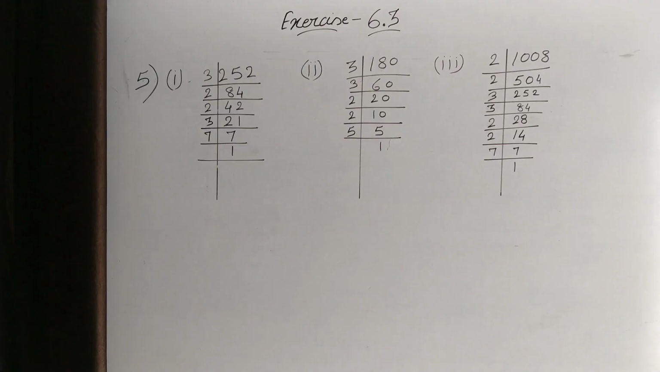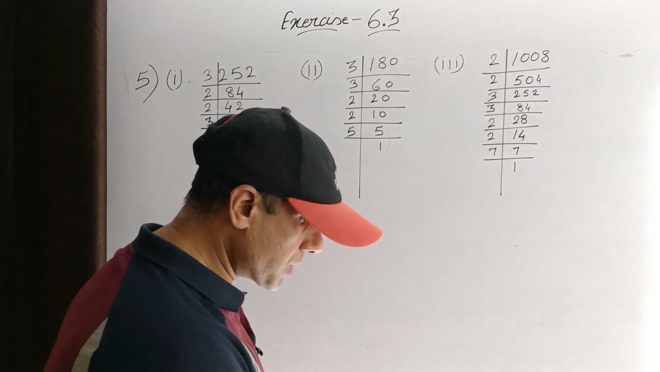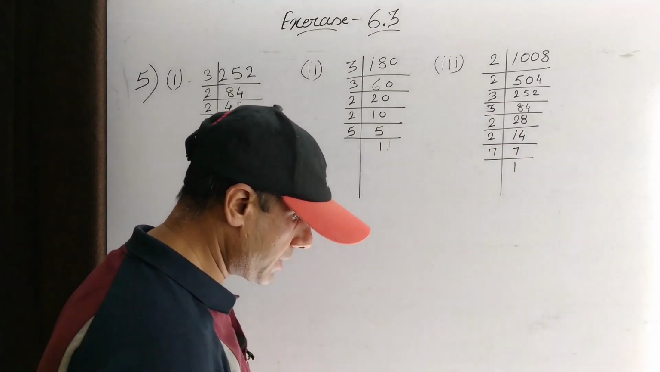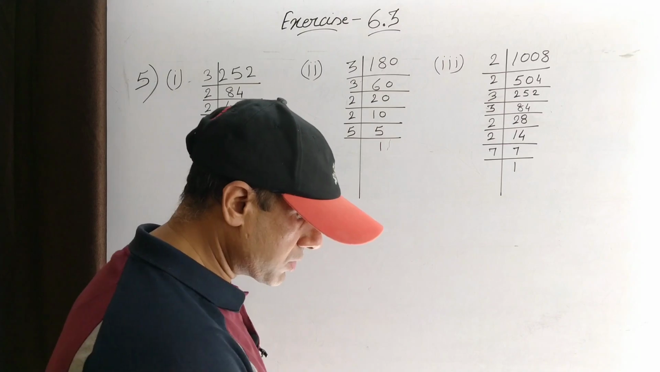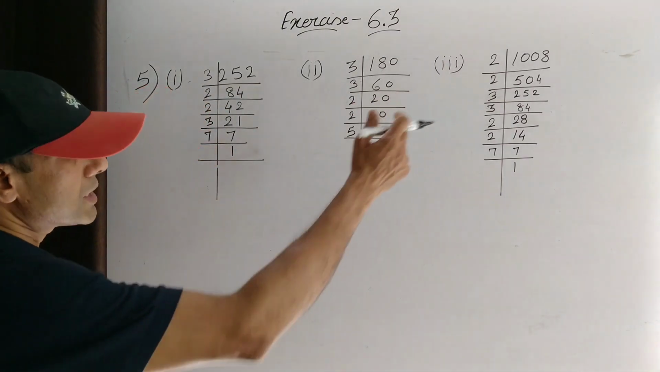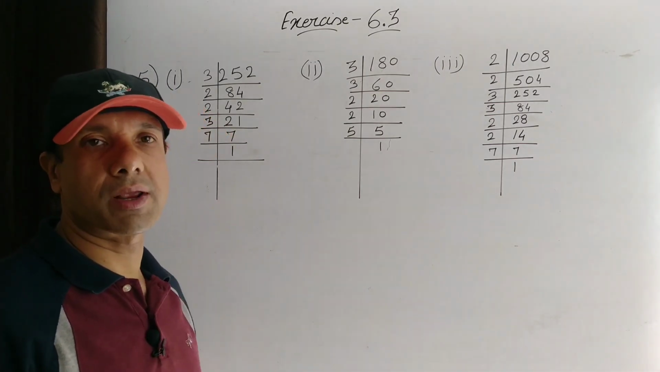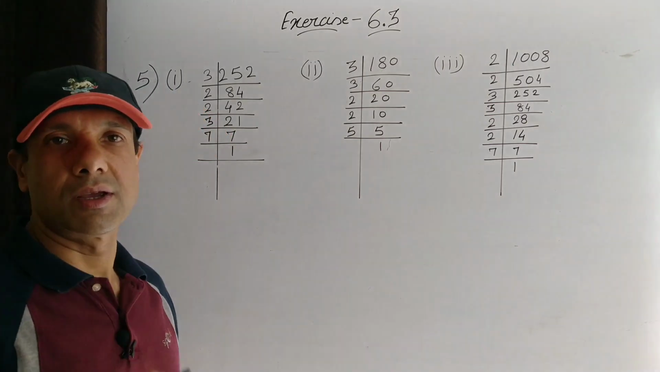Clear? Question number 5. For each of the following numbers, find the smallest whole number by which it should be multiplied so that we get a perfect square number. Also find the square root of the square number so obtained. So these are the numbers which are not perfect squares. We have seen the perfect square has prime factors which are in pairs.